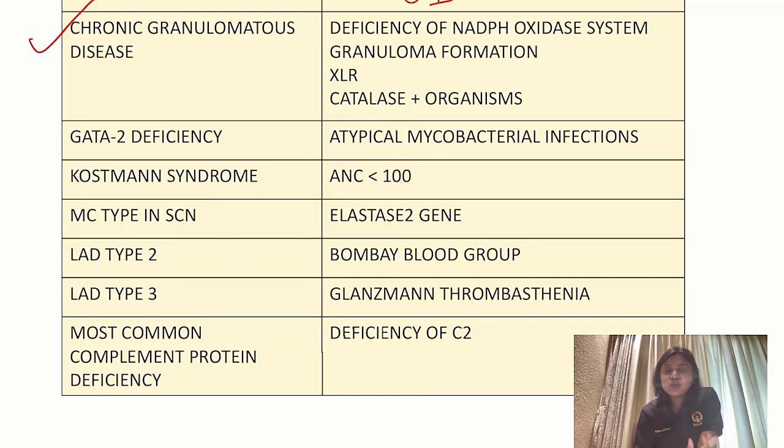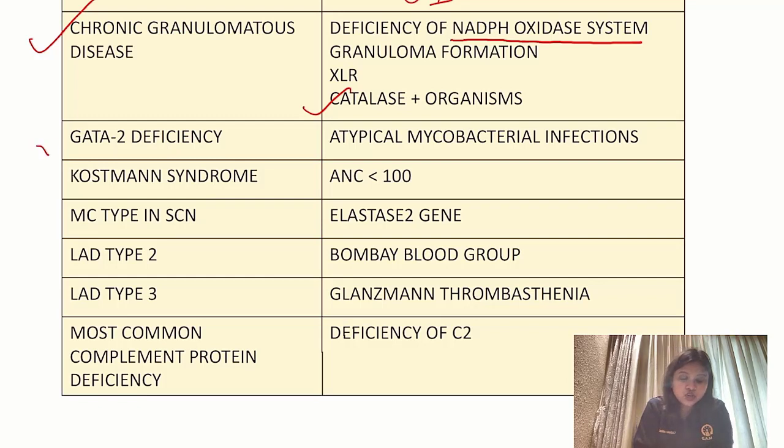Why is there granuloma formation? Because there is a deficiency of NADPH oxidase system. So, deficiency of NADPH oxidase system, which results in granuloma formation, and you're going to get recurrent infection due to catalase positive organisms. So catalase positive organisms, recurrent infection, and it is X-linked recessive. And as you know as a dictum, X-linked recessive disorders are more common in males.